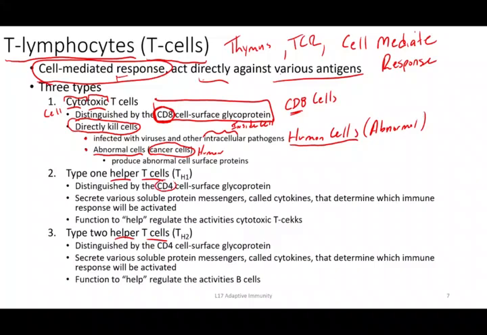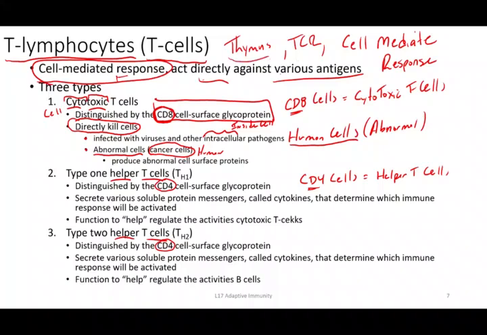If you look, there's a different protein on helper T cells. It's called the CD4 protein. And so helper T cells are sometimes called CD4 cells. Because that name is pretty consistently used, some people will call them helper T cells, some people call them CD4 cells. So you want to make that connection. CD4 cells equals helper T cells, and CD8 cells are going to be cytotoxic T cells.